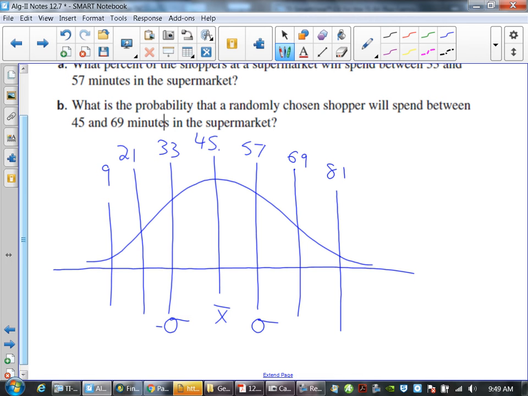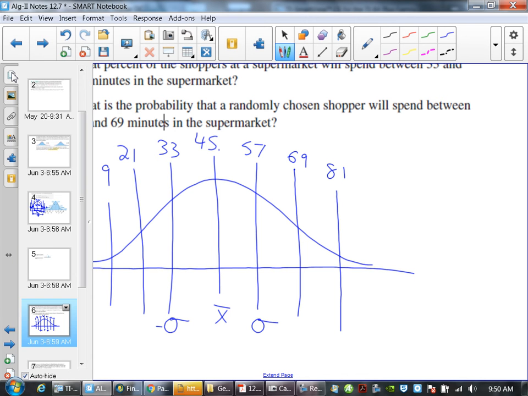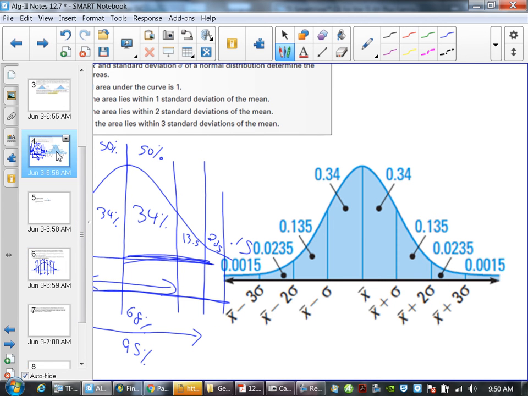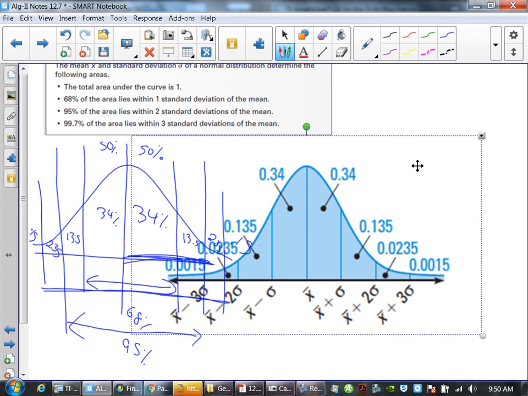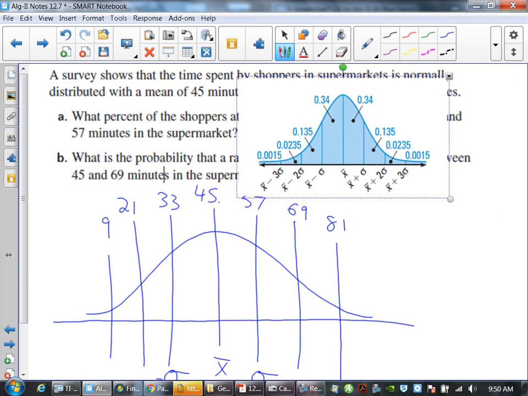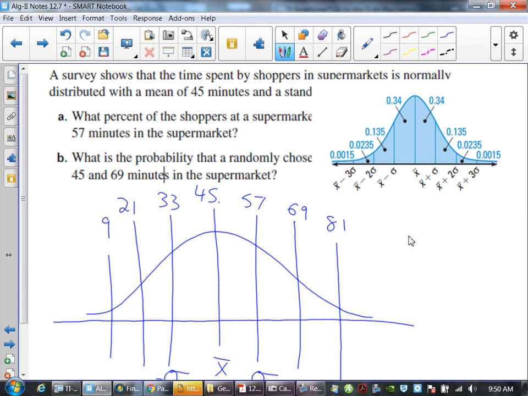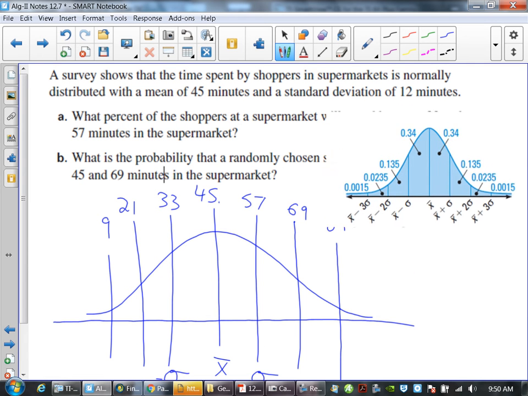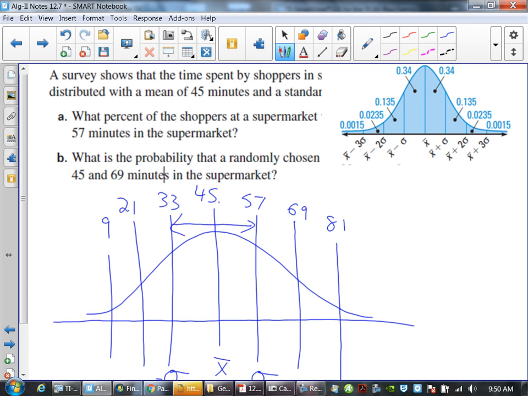All right, so go back to our percentages and check this out again. Let me bring in the percent piece so you can see it. What they're doing here is telling you that certain percentages are going to occur within all of these. Now, what percentage of shoppers at the supermarket will be between 33 and 57 minutes? The percentage of people between plus or minus 1 standard deviation was how much? 68%. Because we started with our average amount of time, and plus or minus 1 standard deviation always equals 68% between the two.